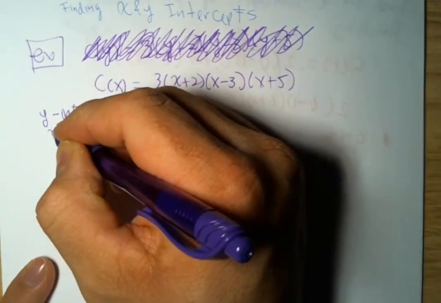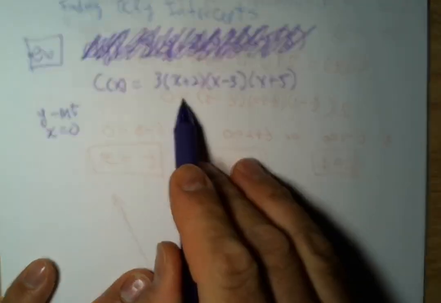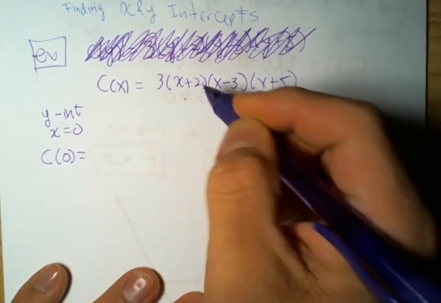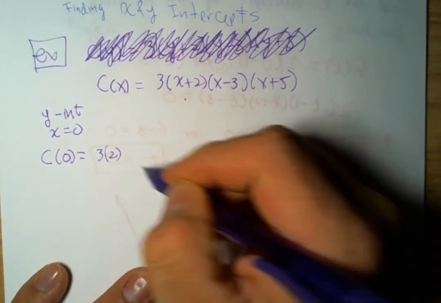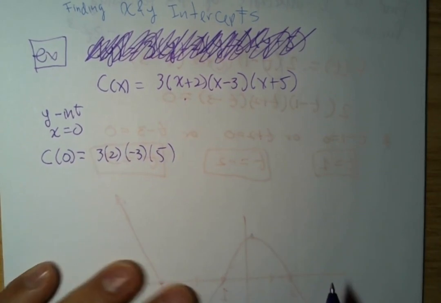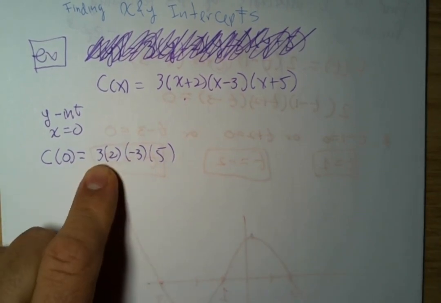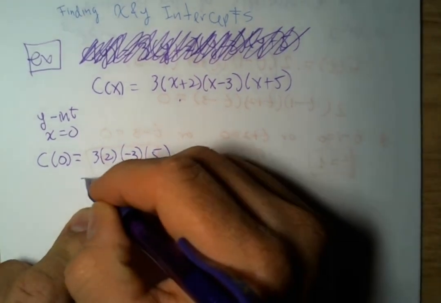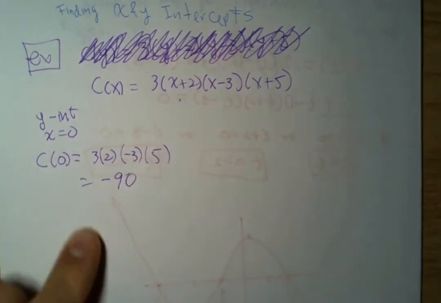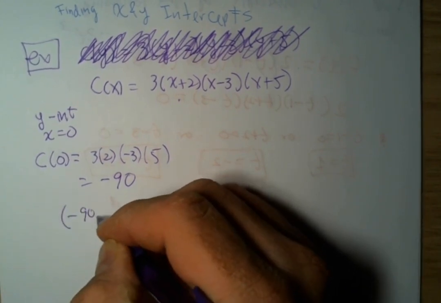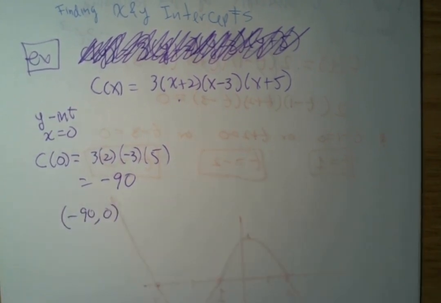Y-intercept, and again that means x is 0. So we just plug in 0 here for x. So c of 0 would be 3 times 2 times negative 3 times 5. So what do we have here? Let's see, 5, 10, negative 9. So we get negative 90. That'll be our y-intercept: the y-intercept being (0, negative 90).